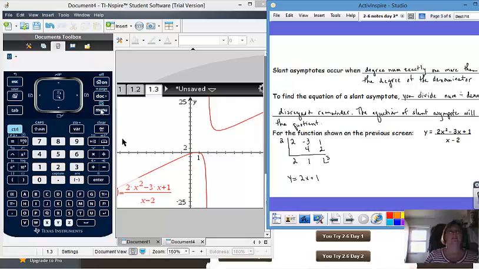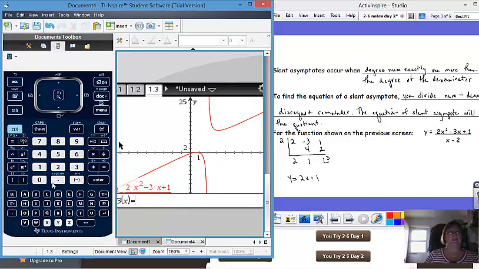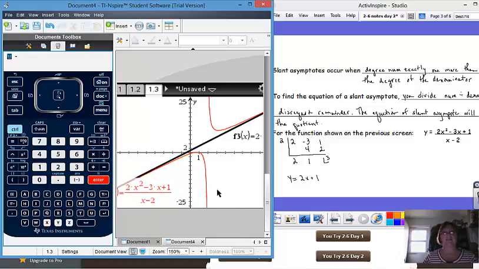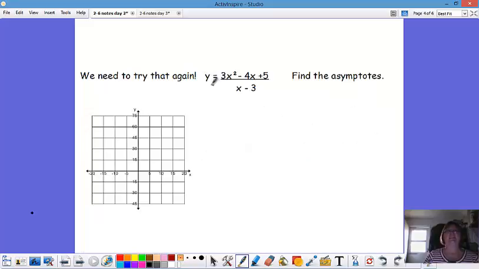So I'm going to add a graph to what I had here, a function, and what I want to add is 2x plus 1. And sure enough, folks, that is that slant asymptote. Okay, we found that thing. We found that thing by dividing top by bottom, and the depressed polynomial is the equation of that slant asymptote, or that oblique line. I do want us to try it again. It says here that we're going to find the asymptote, so I guess we should probably check and make sure that we get an asymptote when x is 3.